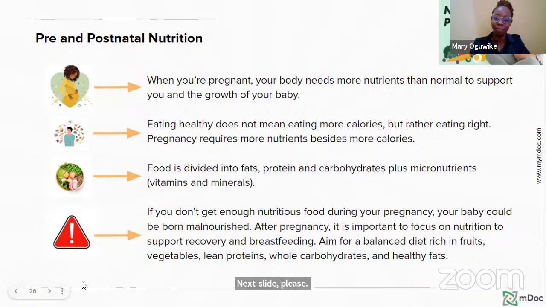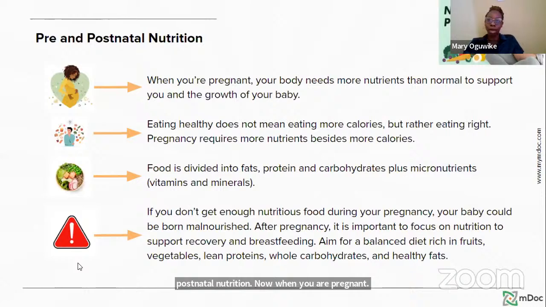Next slide, please. Okay, so this is pre and postnatal nutrition. Now, when you are pregnant, your body needs more nutrients than normal. Why? To support the growth of your baby and also to help you as well, because there are a lot of changes that occur during pregnancy.